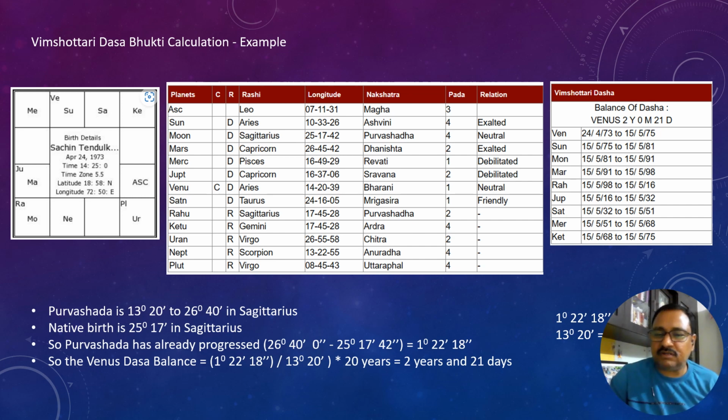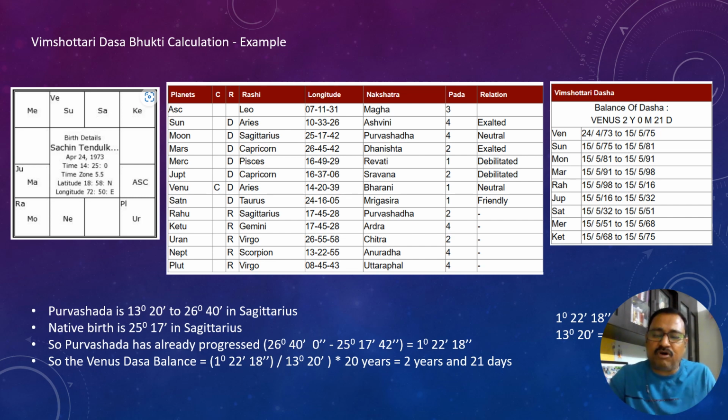3600 seconds for the degree. Then the 22 minutes are also converted to seconds, and the 18 seconds are already there, right? So the numerator is converted into seconds, and the denominator is converted into seconds. Then you take the ratio and multiply it by 20. You get 2 years and 21 days as the overall Dasha Bhukti, which is the leftover time for Sachin Tendulkar in the Venus Dasa when he was born. So it's very easy to cross verify also.